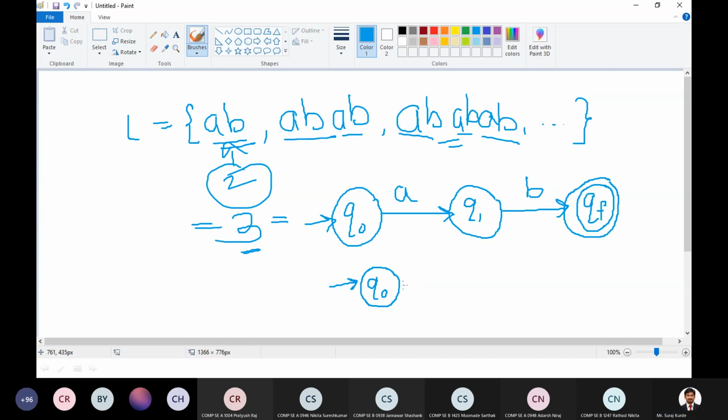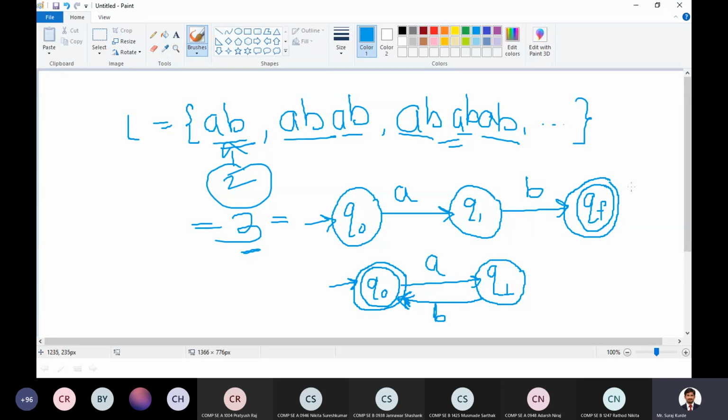Q0 on input A goes to the next state Q1. From Q1 on input B, it goes back to the initial state Q0. Let me mark this state as a final state. I'm marking Q0 as a final state. Instead of having QF as the next state, what I have done is make Q0 a final state.